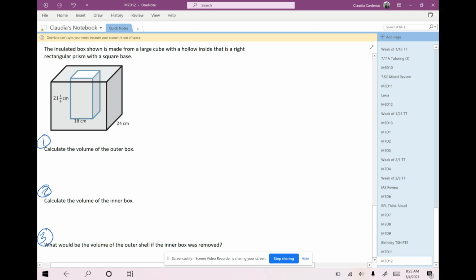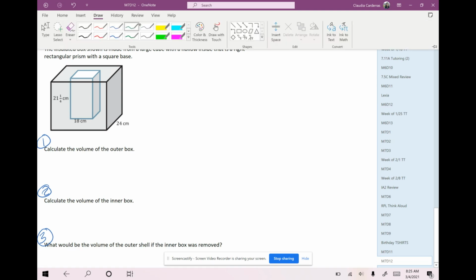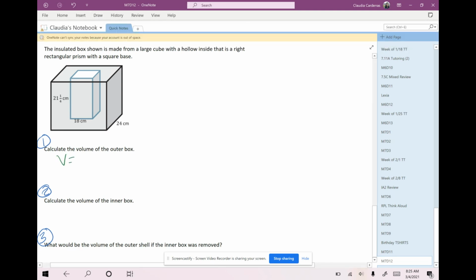So if we are thinking about volume of rectangular prisms, then I do know that I have to find the volume of the outer box using our volume formula. So what is that if I look at my star chart? I see that it's volume equals area of the base times height. Well, if we are looking at the outer box, I know that the base is also a square shape. And I know that because it is calling this prism a cube. They're also saying that it has a square base. So I know if one side is 24 centimeters, that this other side also has to be 24 centimeters.